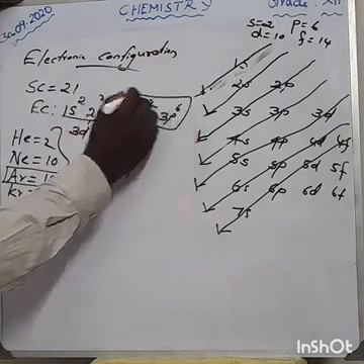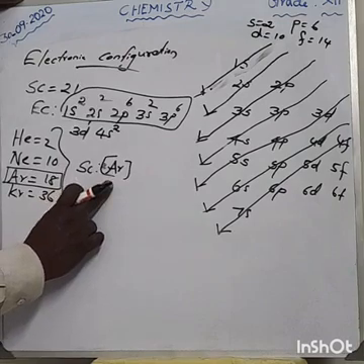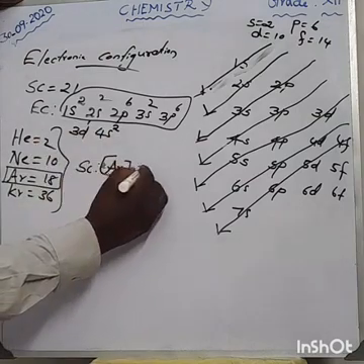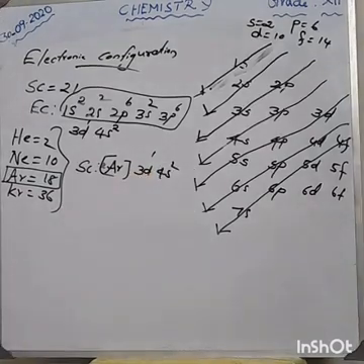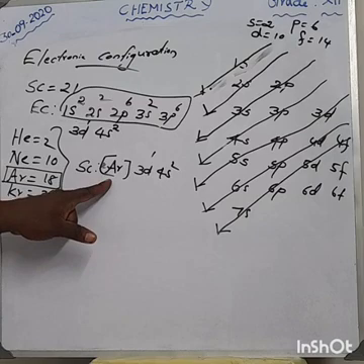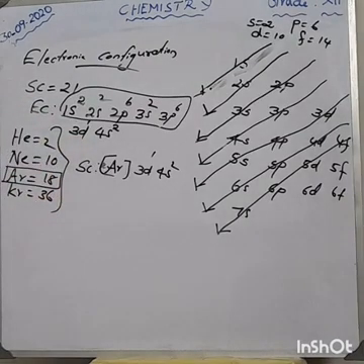For writing this much configuration, it should be cut short. In that place you write Ar, and then write the remaining configuration: argon, 3d1, 4s2. This is the electronic configuration for scandium. Instead of the full configuration, cut it short and write argon, 3d1, 4s2.